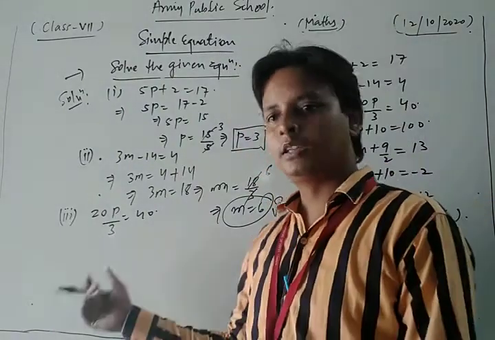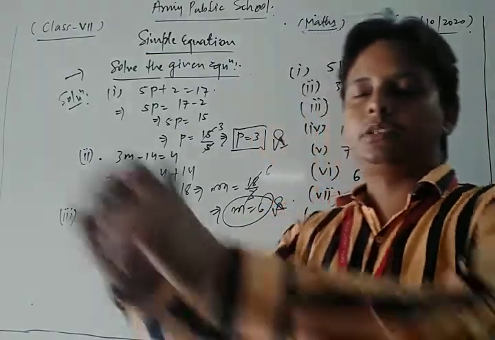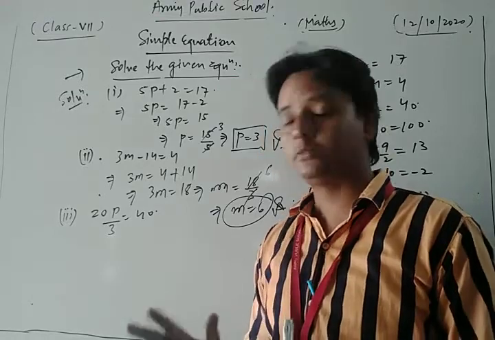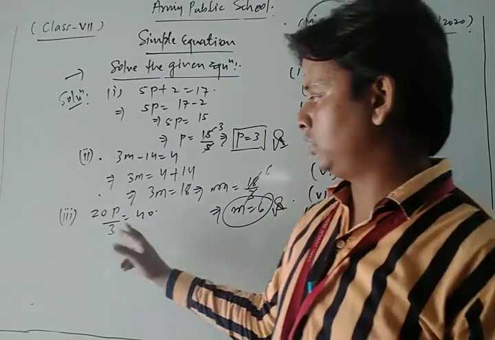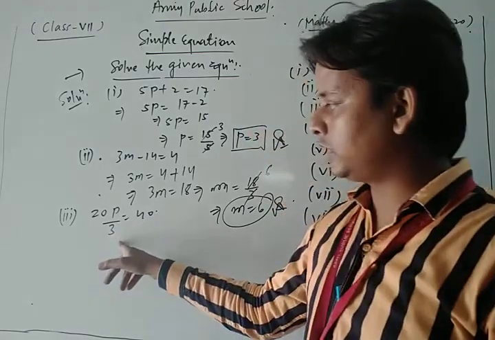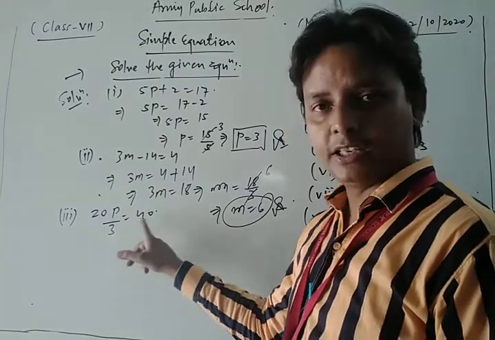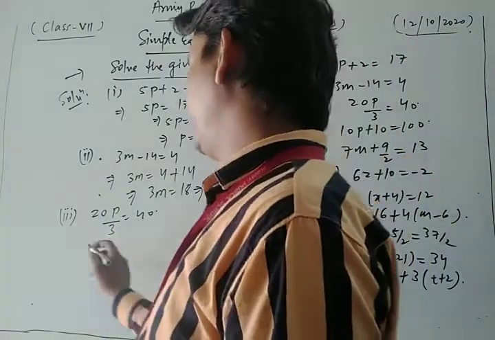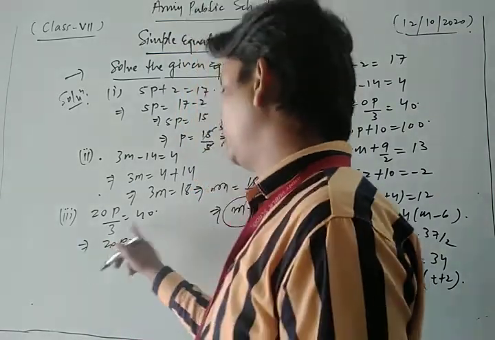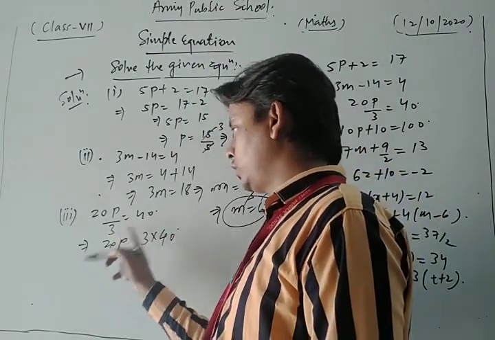Dear students, this is also a very important question. First of all, let me discuss it. In solving any question, first of all, we separate the variables and constants. In this question, first we transfer 3 to the other side. Here 3 is in the denominator of the given equation, so it must be multiplied by 40. So if we do cross multiplication, then we get 20p is equal to 3 into 40.